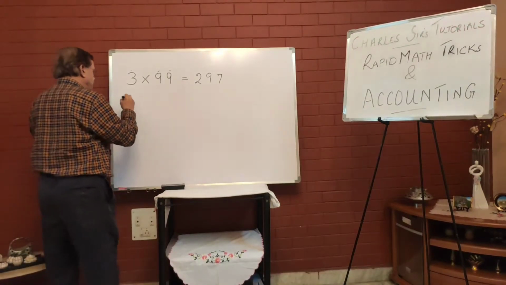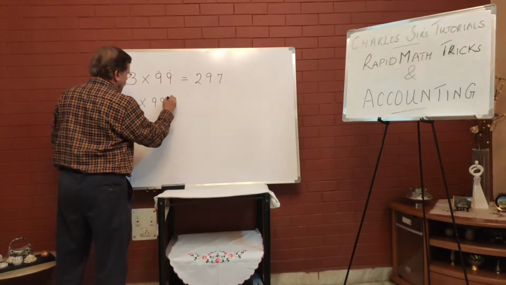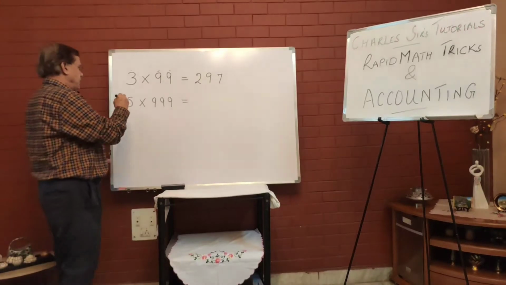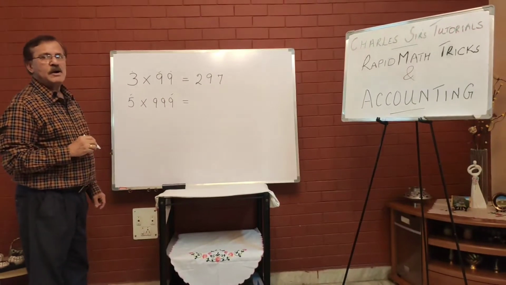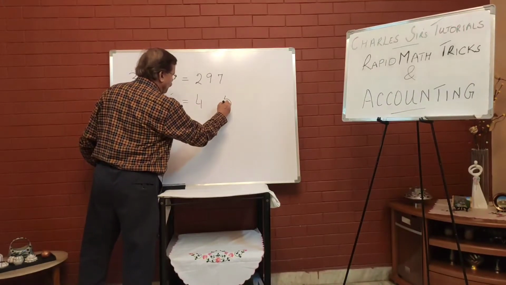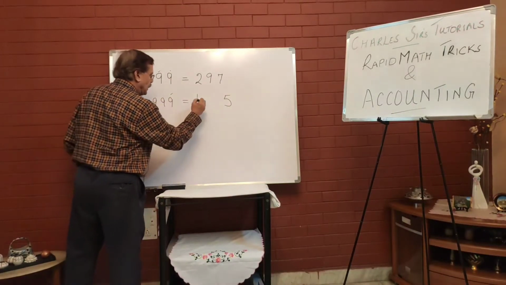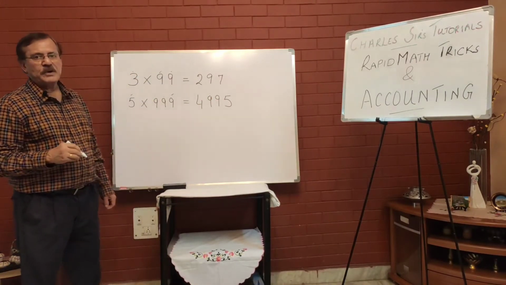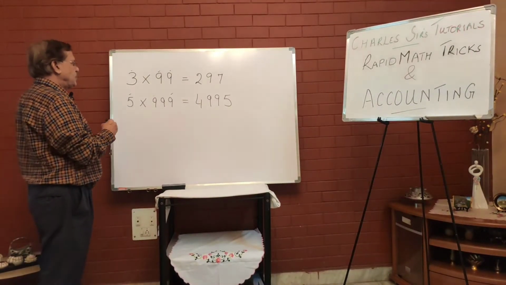The second question, 5 multiplied by 999 is equal to, against the same trick, 5 and this 9. So 5 9s are 45. We write 45, 4 and 5, and in the gap in between you insert these two 9s, 9 9. So our answer is 4995.